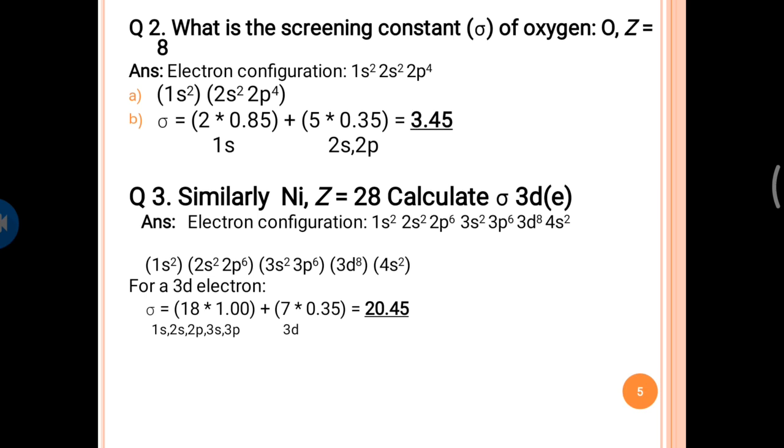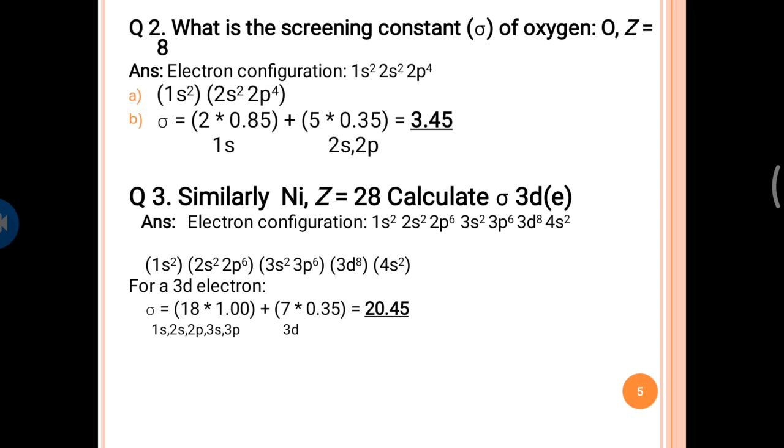Okay, so write down the contribution of the screening constant. 2 electrons for 1s2, 2 into 0.85, plus 5 into 0.35. There are 2s 2p consisting of 6 electrons, but 1 electron is the one we calculate the screening constant for. That's why we calculate only 5 electrons. It is equal to 3.45. This is the screening constant of oxygen.